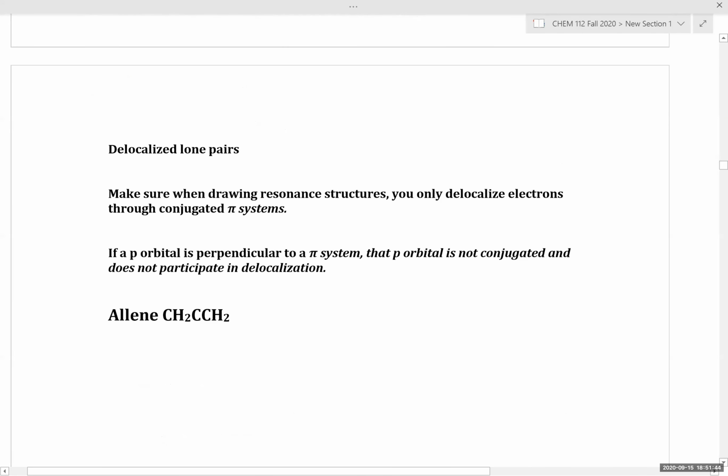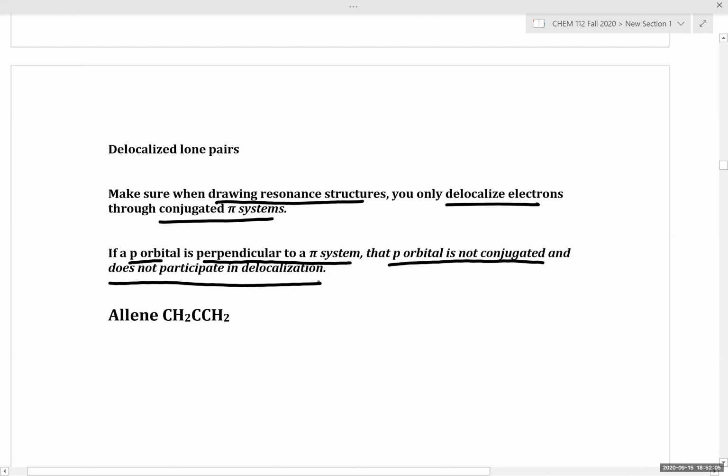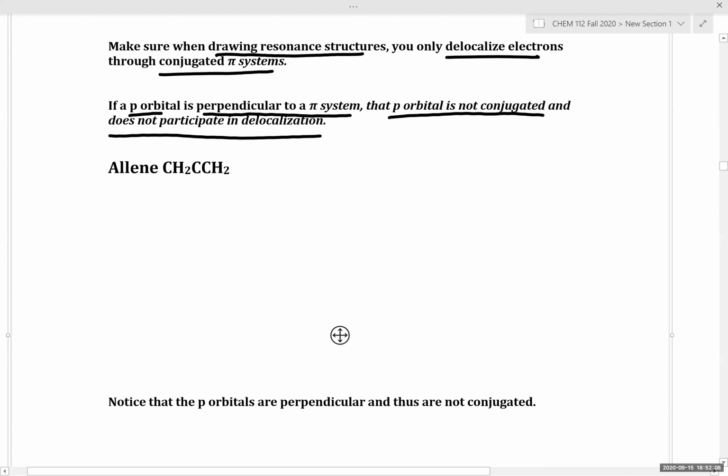Okay, so let's talk about delocalized lone pairs. Make sure when you're drawing resonance structures, you only delocalize electrons through conjugated pi systems. If a p orbital is perpendicular to a pi system, the p orbital is not conjugated and does not participate in delocalization. Well, what does that mean? Well, let's look at allene. And you may say, well, this seems like a silly example. Obviously, all of our p orbitals are going to be conjugated, right? Well, this is where the geometry of p orbitals really comes into play.